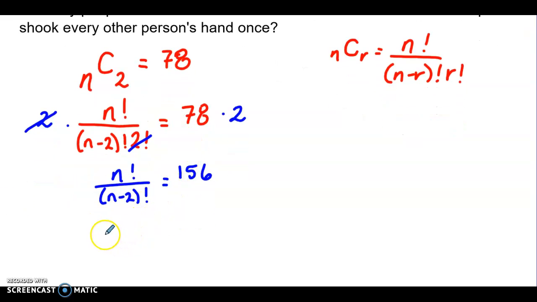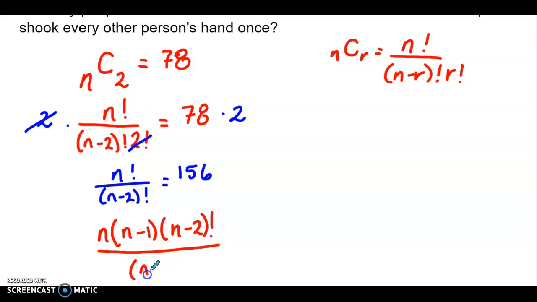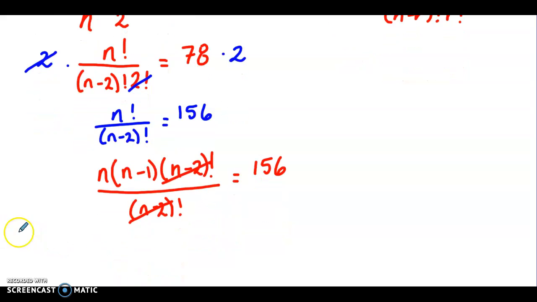We can rewrite n factorial as n multiplied by 1 less, n minus 1, multiplied by 1 less, n minus 2. And we notice that n minus 2 is on the bottom, so I'm going to stop there and say n minus 2 factorial, so that the n minus 2 factorial on top and bottom can cancel out. We are then left with n times n minus 1 equals 156.